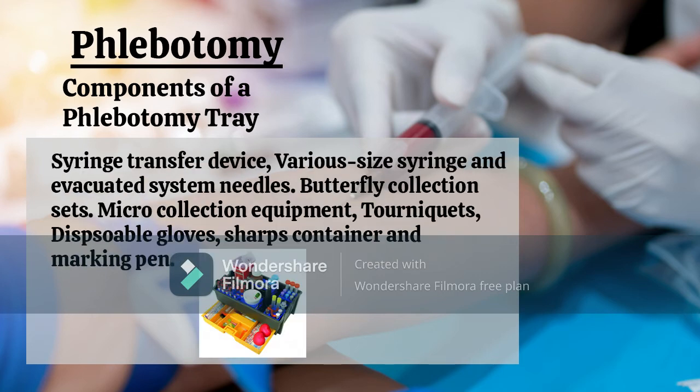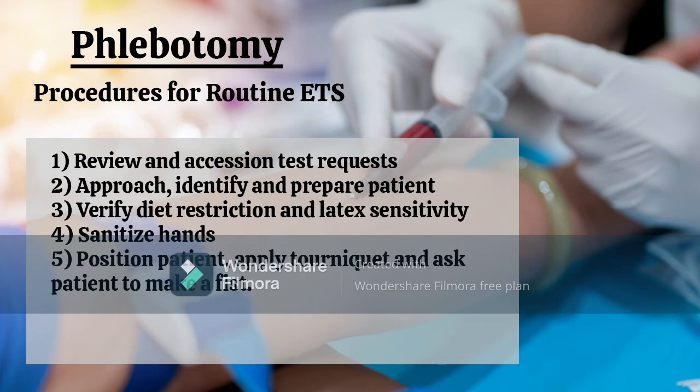Syringes. Syringe transfer device. Various sized syringe and evacuated system needles, butterfly collection sets, microcollection equipment, tourniquets, disposable gloves, sharps container and marking pen.